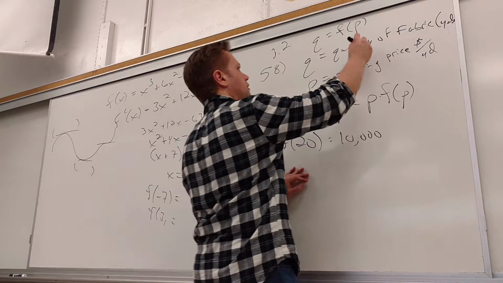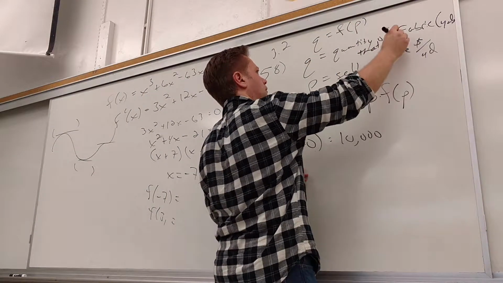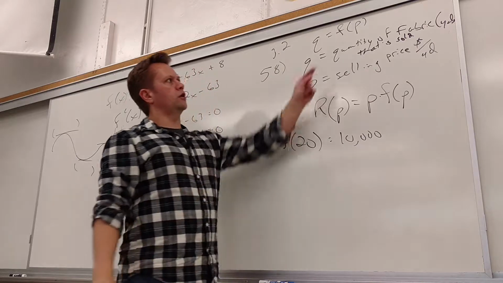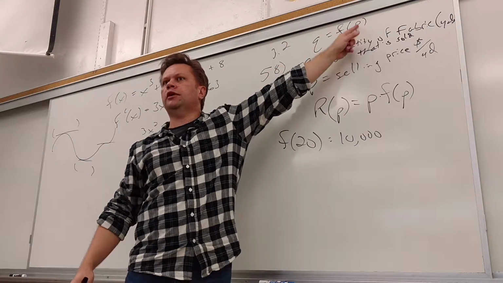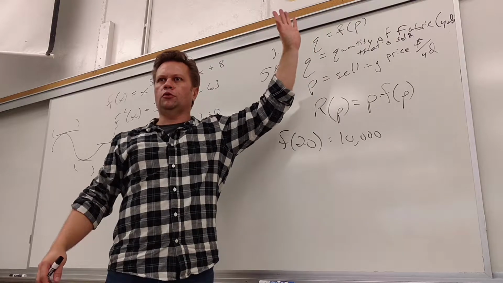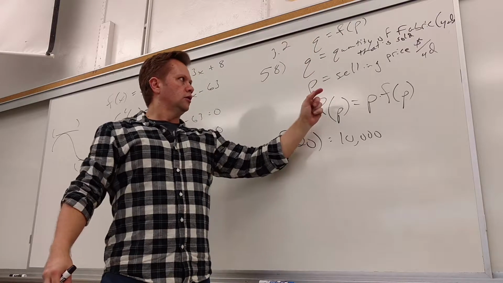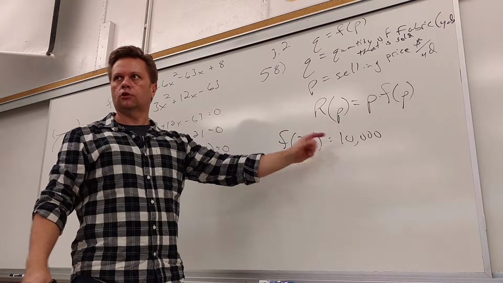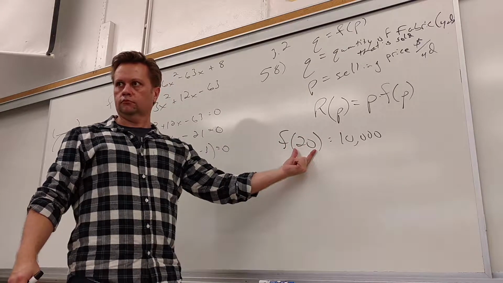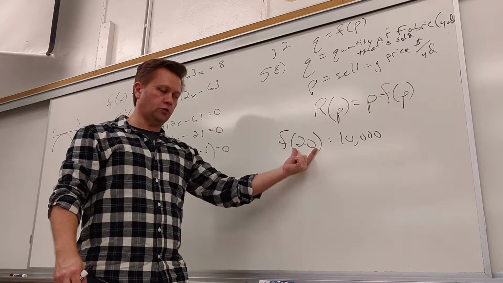Let me say that is sold. So the quantity of fabric that's sold is Q, and Q is a function of the selling price per yard. You with me? So what does it mean to say f of 20 is 10,000? What would 20 be? That's the price, the amount of dollars per yard. Beautiful. That's $20 a yard.